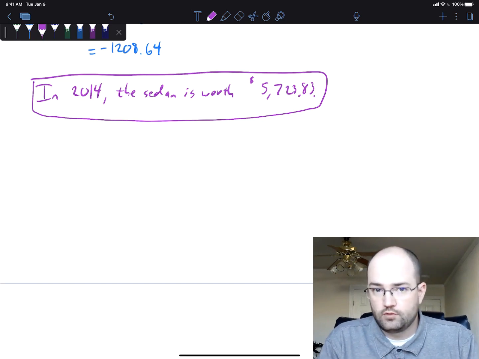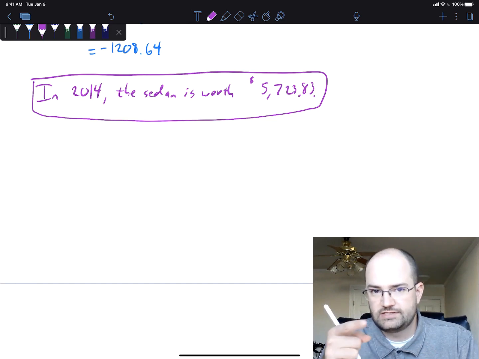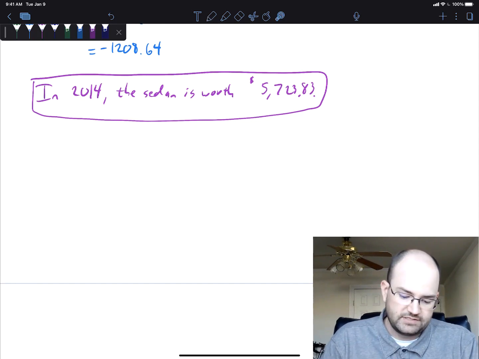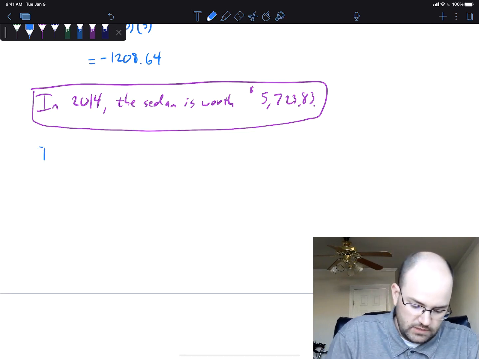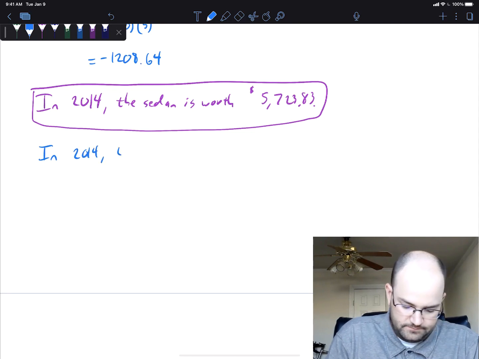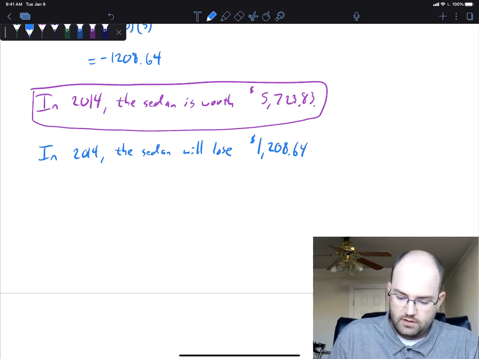Now, f prime of 4. Well, f is the resale value, or the value of the vehicle, and t in this case is in years, so it's the resale value per year. In other words, it's the dollar value per year. But notice that the dollar value per year in this case is negative $1,208.64. Now, what this means is that in 2014, the sedan will lose $1,208.64 on its value.